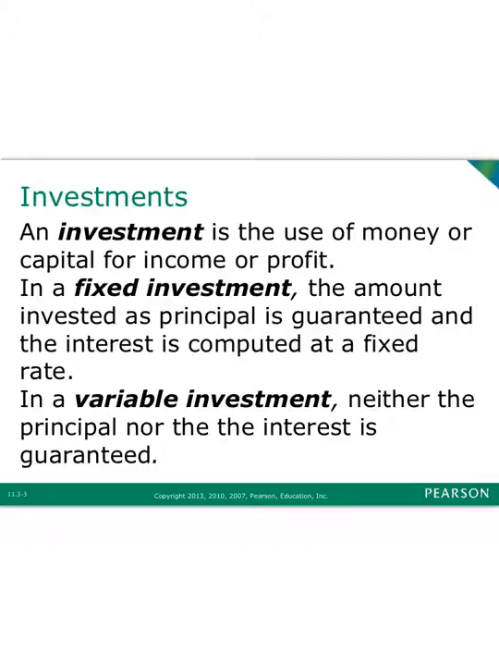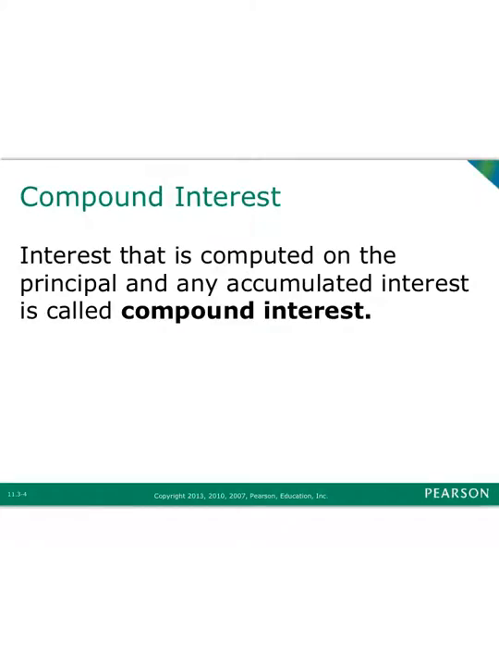In a variable investment, neither the principal nor the interest is guaranteed. These include things like a bond, sometimes mutual funds, money market accounts sometimes are variable investment accounts. Interest that is computed on the principal and any accumulated interest is called compound interest. In compound interest, typically there is an annualized rate of interest that is provided to the investment on a certain period, like a monthly period or a quarterly period or a semi-annual period of time.